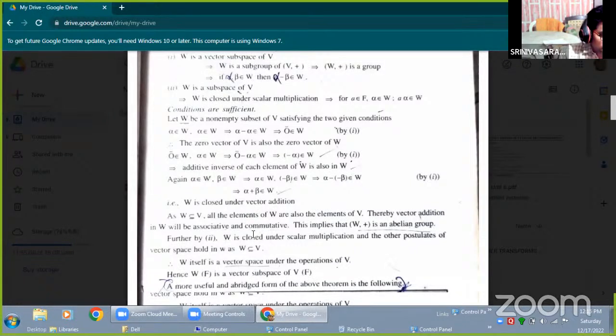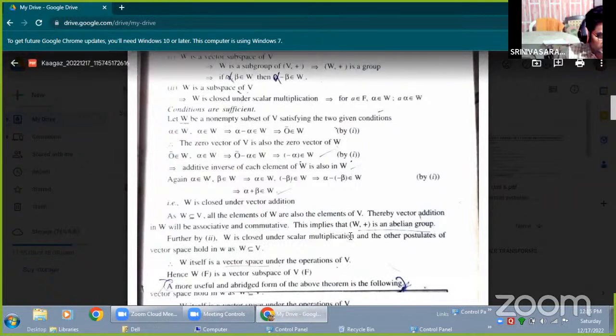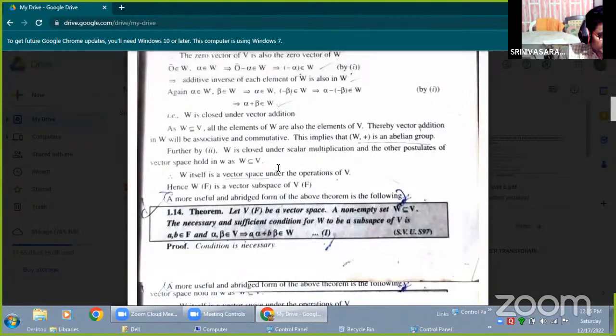Now, the remaining postulates: the commutative property and associativity are also satisfied in the same manner. Therefore, W under addition is an abelian group. The second condition, scalar multiplication, holds in the same manner, given the vector space definition, for the non-empty subset. That is, W is closed under scalar multiplication under the postulates. Hence W is contained in or equal to V.